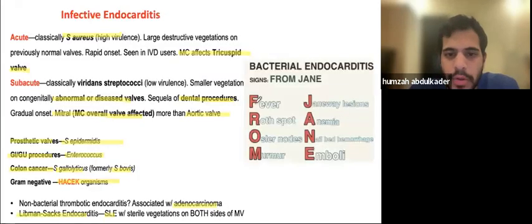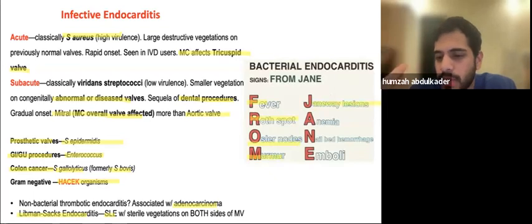These are also some of the other signs that you can look for. If you see any of these signs, then that also tells you that it's infective endocarditis. Does anyone have any questions about this?